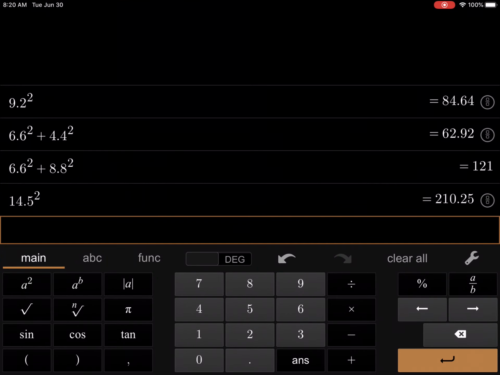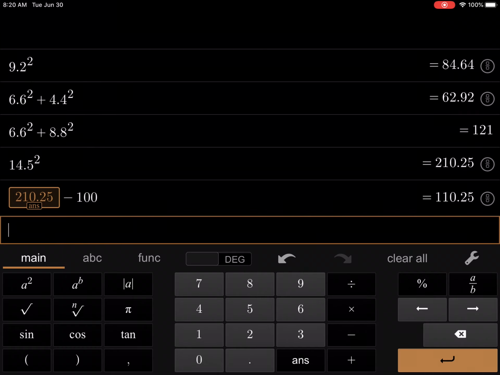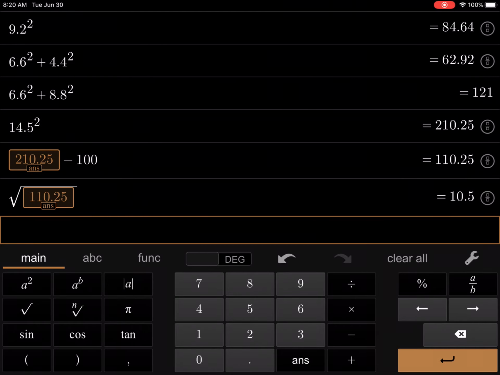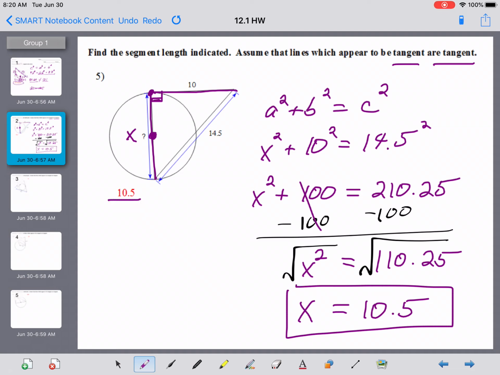So how did I get that? I took the 210.25 minus 100 to get the 110.25, and now we want to take the square root of that last answer, and that gets us, oh, nice clean answer of 10.5 here for the value of x. Okay, so that is our answer there. Yep, it works out. And that's how 6, 7, and 8 are going to work as well.